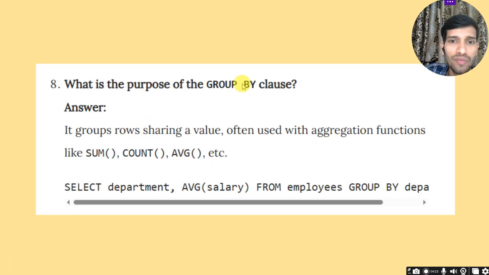Next: what is the purpose of the GROUP BY clause? It groups rows sharing values, often used with aggregation functions like sum, count and average. These are the aggregation functions. In the last slides we mentioned grouping by department. Here we can use GROUP BY department, and for each department we can find the average salary.